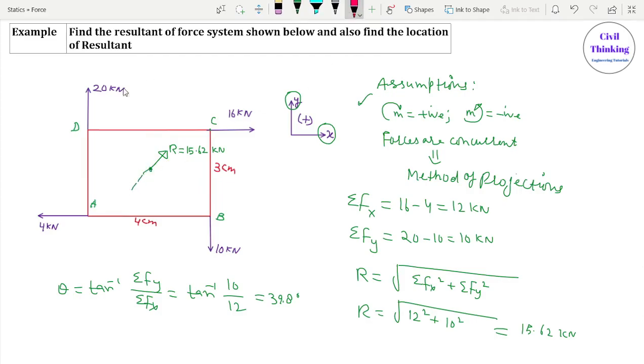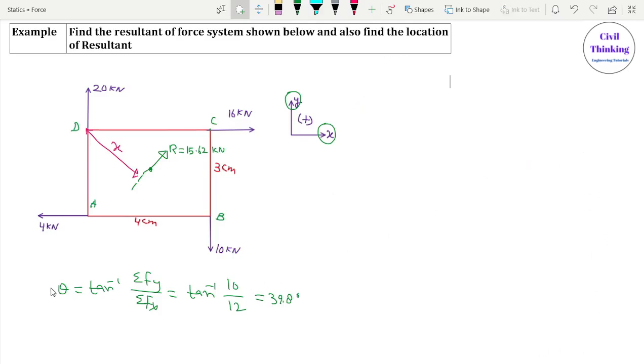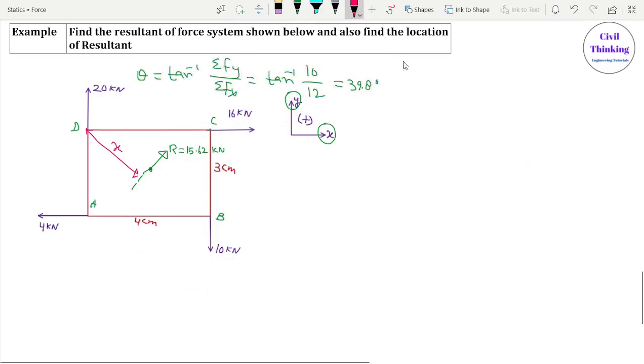Okay, now let's change the color. Let's assume the resultant force is at a distance of x from point D. Now we don't know the value of x, so we will use Varignon's theorem to find the value of x. Let me first erase all of this. We'll find the moment of resultant R about D.